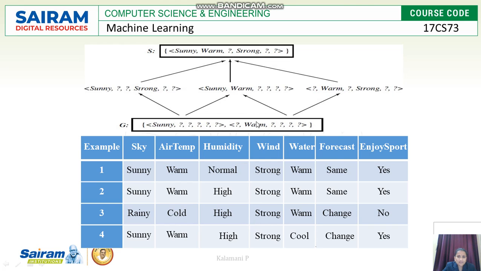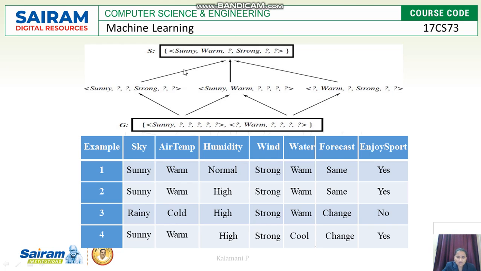Cold means the person can't play. Next, humidity may be normal or high, so it is generalized with a question mark. Wind should be strong, and water may be warm or cool, which is a question mark. Forecast may be same or change, which is also a question mark.